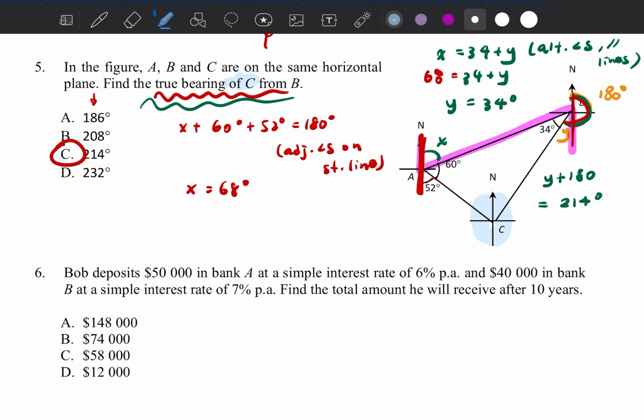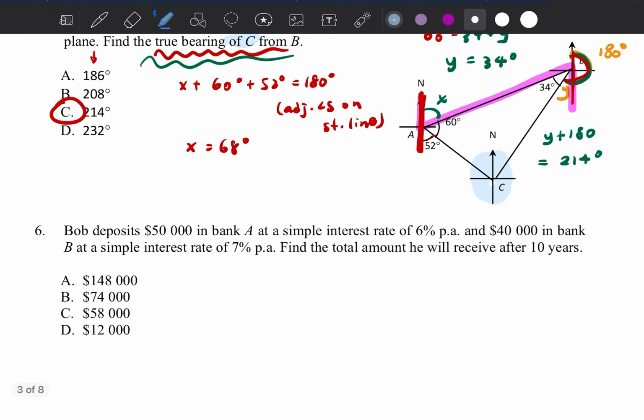Okay, so go back to the notes for this chapter, because I think that quite a lot of you didn't do well in this one. So make sure you understand how to find the true bearing or the complex bearing, and how to find those if it's a word question.